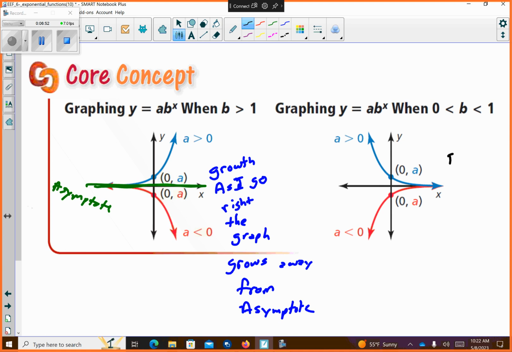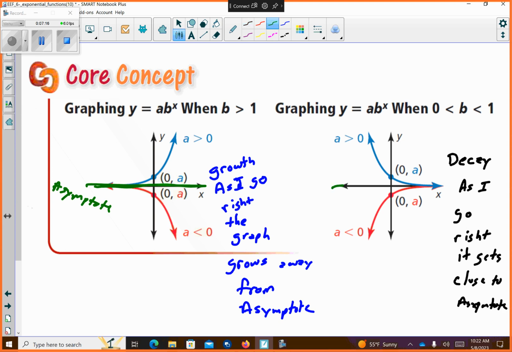This one's called decay. As I go right, it gets close to the asymptote. Okay? And again, the asymptote right now is this line right here. Now, things that are growth.